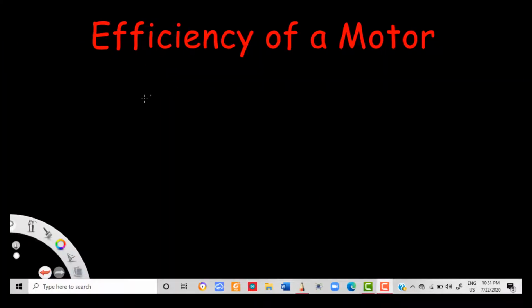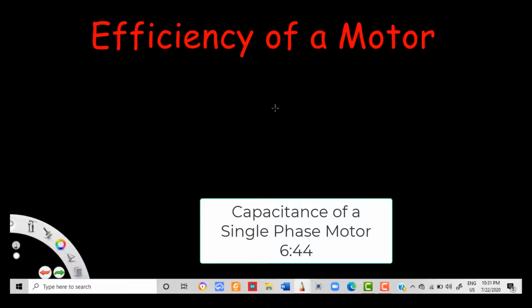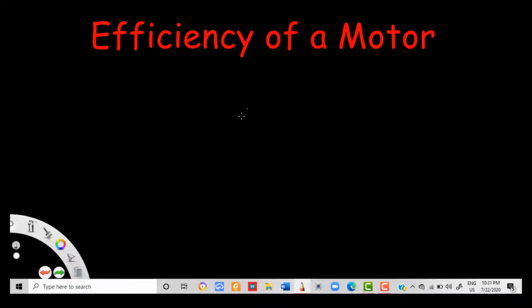So today we're going to learn how to calculate the capacitance value of any single phase motor. But before learning that, we need to know how to find out the efficiency of a motor. If you already know how to find out the efficiency of a motor, you can head on to the timestamp given below and you can start learning how to calculate the capacitance value. However, if you don't know, you need to know because the formula that is going to come for finding the capacitance value requires efficiency of a motor.